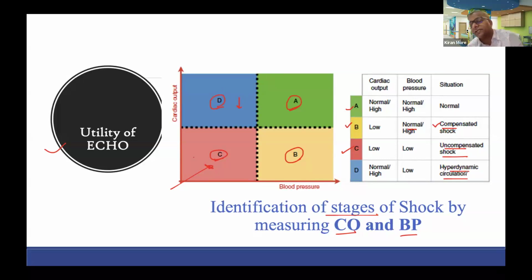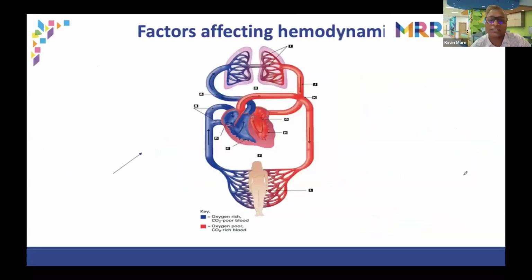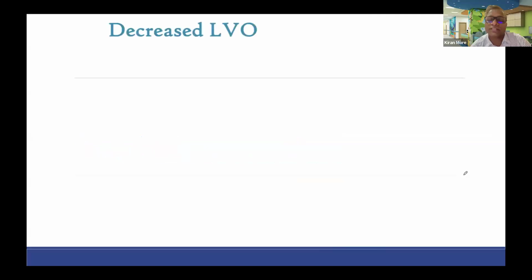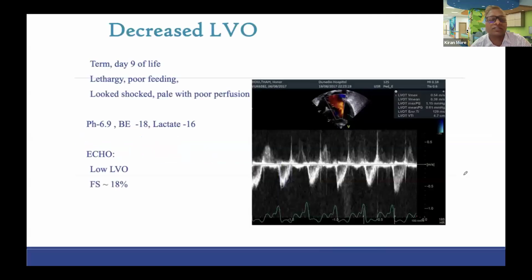PDA will have a high cardiac output, but blood pressure might be low. If you measure the LVO, it will be 400, 500, but the blood pressure might be low because there's a low diastolic. So this is the interpretation of the blood pressure, echo indices, and the clinical situations, and based on what you can understand. So I think that sums up just some examples of decreased LVO.